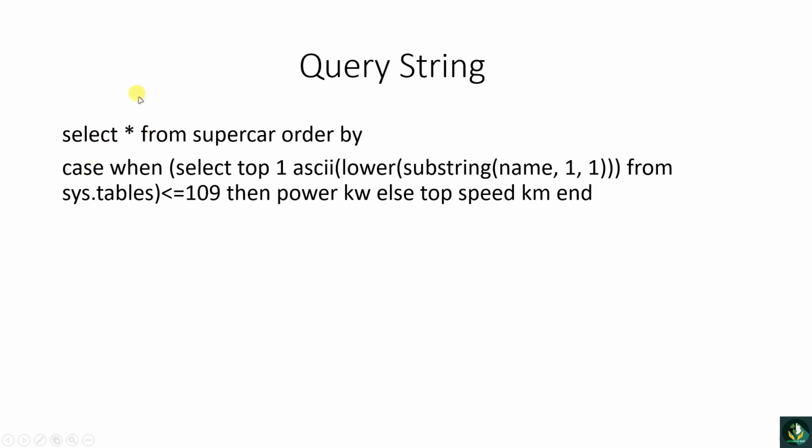As you can see, I have selected from the supercar table, order by case when. There will also be a list, like the top 10 supercars, or top 15, top 20 cars. I selected the top 1 ASCII, whichever has a lower string name, and which has a power less than or equal to 109, then the kilowatt, else the top is bit kilometer, and then the end. So this is the query string that we are going to use.